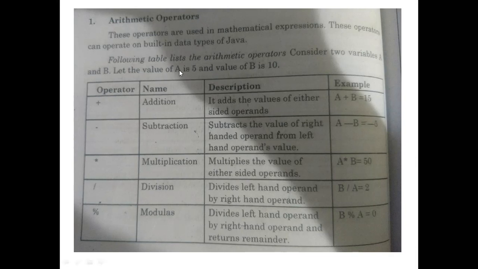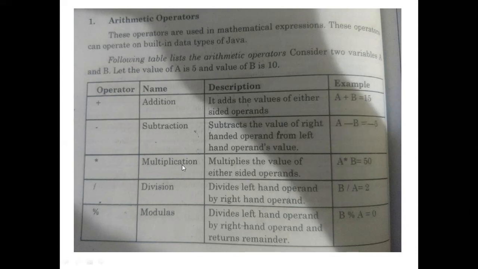So for example, suppose A is 5 and B is 10. These are operators. This is plus, addition. So if I write a plus b, then the value of a is 5, value of b is 10. So a plus b equal to 15. So it adds the value of either side operands. Next is subtraction. So a minus b, value of a is 5, value of b is 10. So a minus b equal to minus 5. So it will subtract the value of the right-hand operand from the left-hand operand's value.